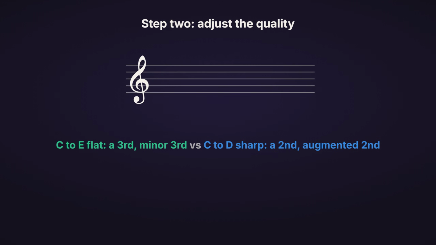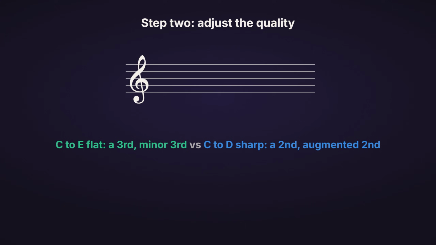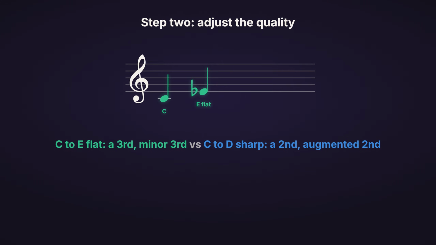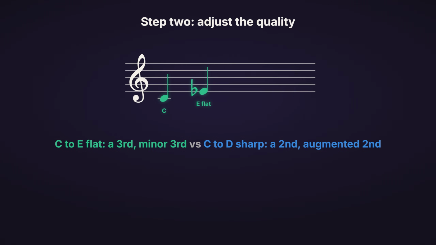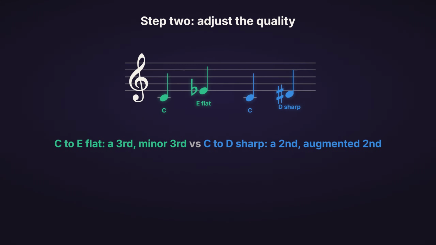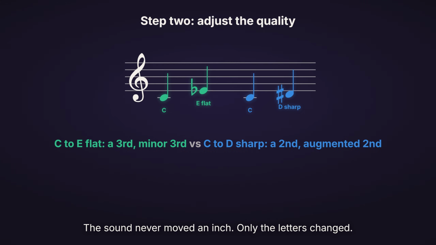Now try the method on the other pair we played. From C up to E flat is C, D, E, 3 letters, so a third, and at 3 semitones it is a minor third. Spell that very same key as D sharp instead, and now you are looking at C, D, only 2 letters, a second, which at 3 semitones is an augmented second. The sound never moved an inch. Only the letters changed, and the letters decided everything about the name.